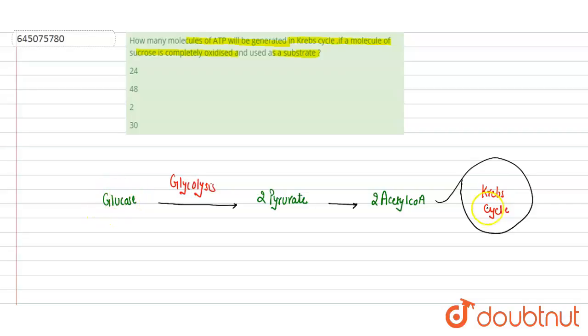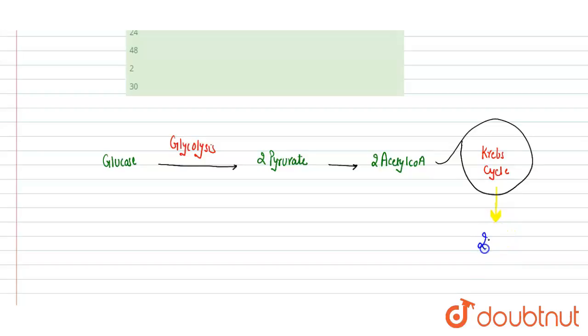So from glucose in the Krebs cycle, if we see, a total of 24 ATP molecules are synthesized from one molecule of glucose. Because one molecule of glucose forms 2 pyruvate and 2 acetyl-CoA, one acetyl-CoA forms 12 ATP, and then the second acetyl-CoA will again enter into the Krebs cycle. It will form a total of 24 ATP.